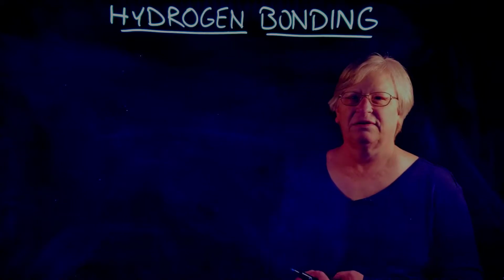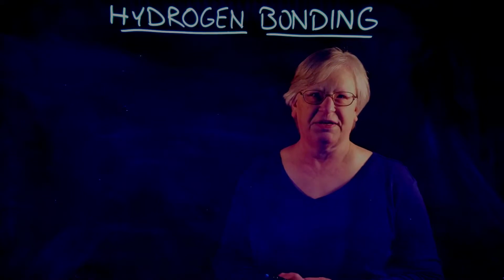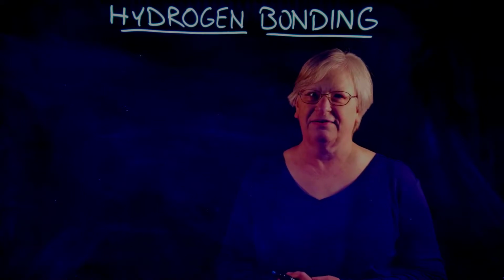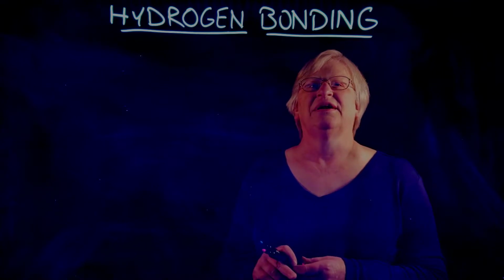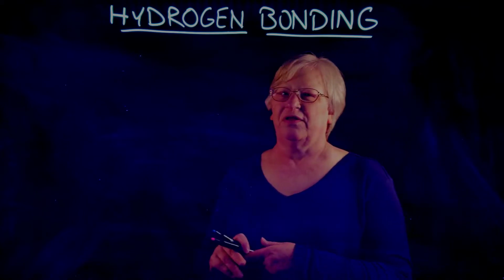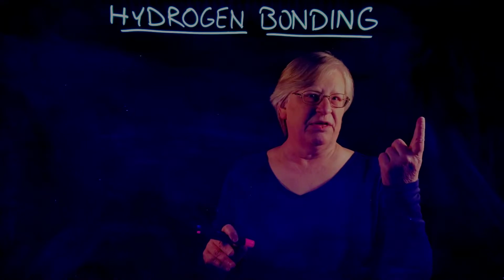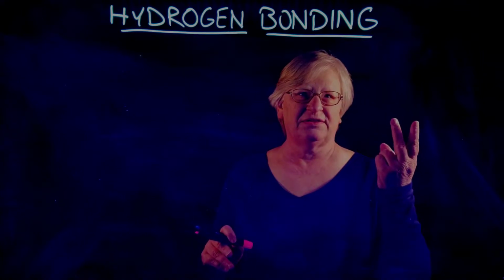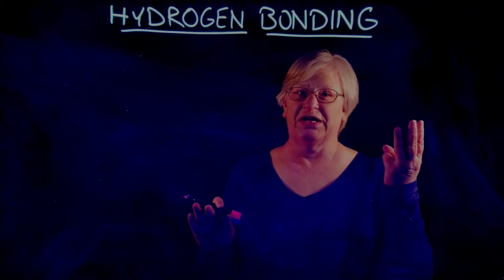Hydrogen bonding. It's one of those important topics that's deceptively named because hydrogen bonding is not really about bonding. Hydrogen bonding is about an attractive force. So the kind of bonds that we have in chemistry are covalent bonds, ionic bonds, and metallic bonds. There's three kinds of really true bonds.